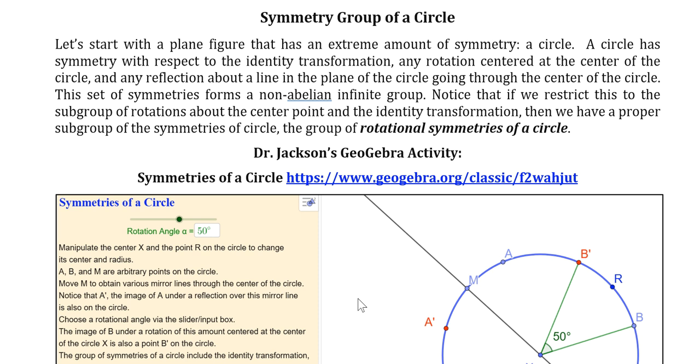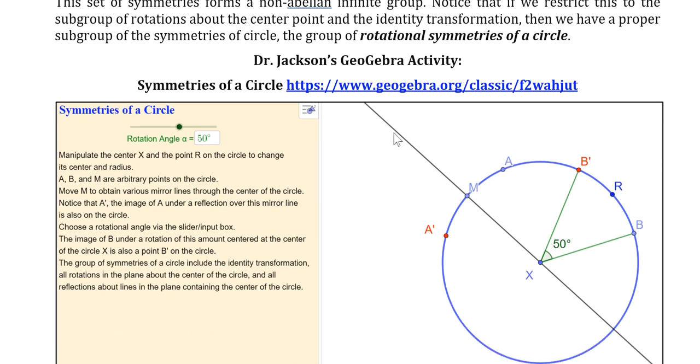But it also has reflective symmetry about any mirror line in the plane that goes through the center of the circle. So there's also infinitely many reflection lines, reflective symmetries. So this set of symmetries forms a non-abelian infinite group. Notice that if we restrict this to the subgroup of rotations about the center point and the identity transformation, then we have a proper subgroup of the symmetries of the circle called the group of rotational symmetries of the circle. Let's investigate that a little bit with this activity here.